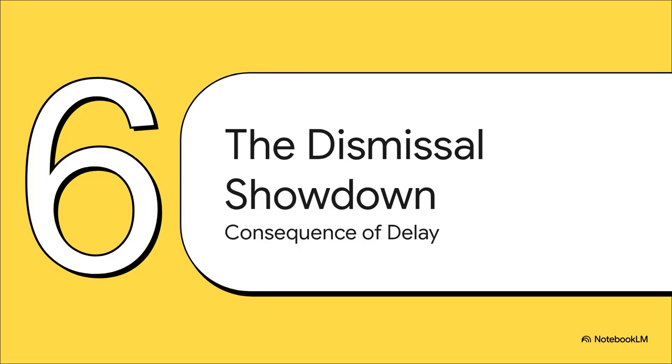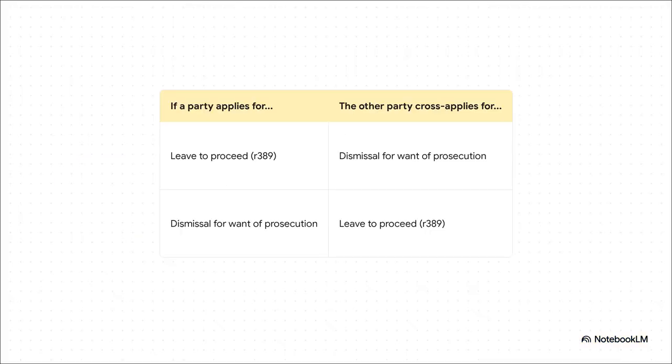And that brings us to the final act, the ultimate risk of delay, the thing that keeps junior lawyers staring at the ceiling at 3 a.m.: getting your client's case thrown out of court for want of prosecution. In the real world, these two things are joined at the hip. An application for leave to proceed is almost always met with a cross-application to dismiss, and if someone applies to dismiss your case, you'll fire back with an application for leave to proceed. They're two sides of the same coin, and the court hears them together.